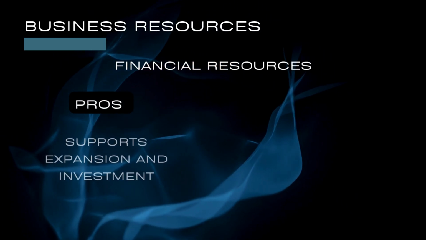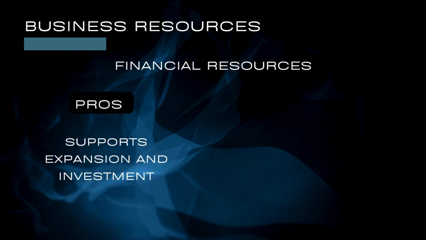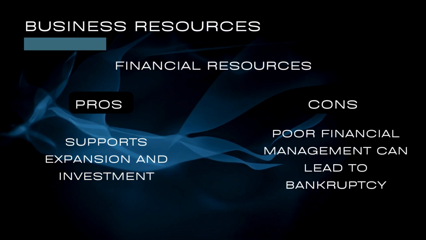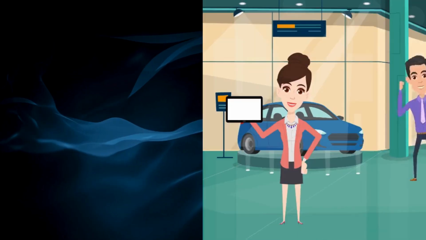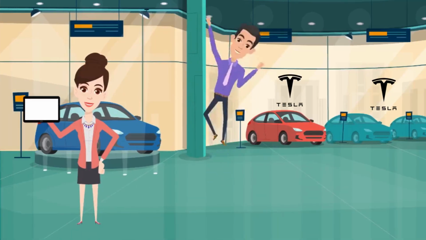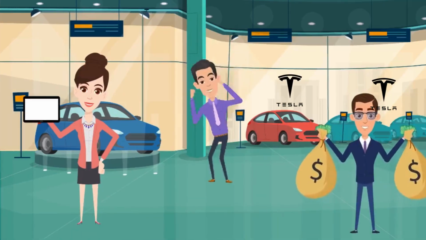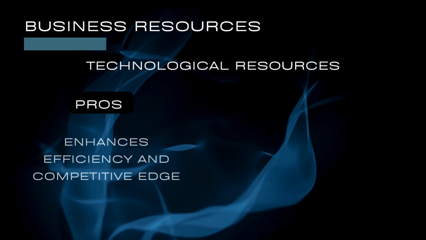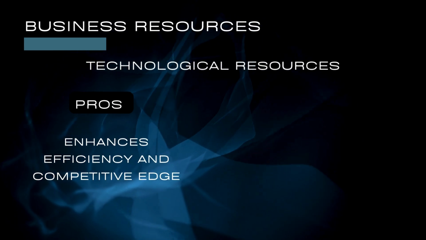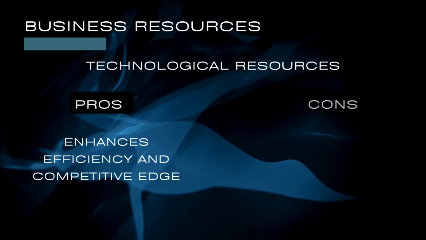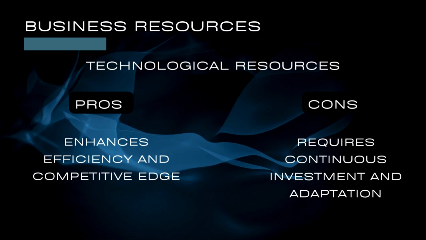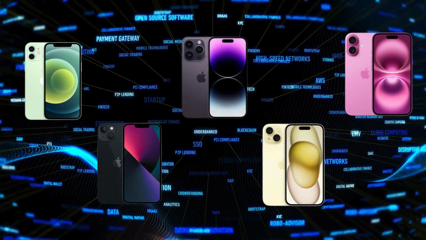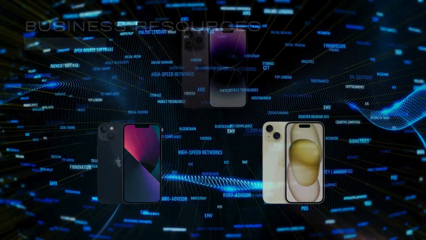Financial resources. Pros is support expansion and investment. The cons is poor financial management can lead to bankruptcy. And for example, Tesla raises funds to develop electric vehicles. Technological resources. Pros is enhanced efficiency and competitive edge. And the cons is requires continuous investment and adaptation. And for example, Apple constantly innovates to lead the tech industry.